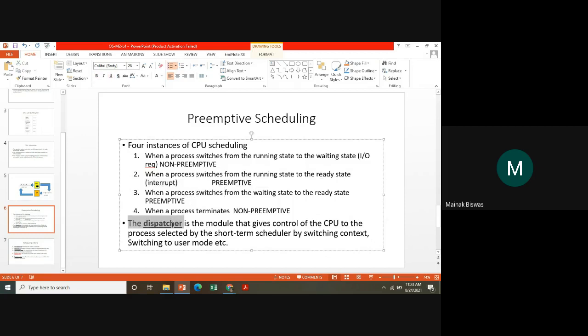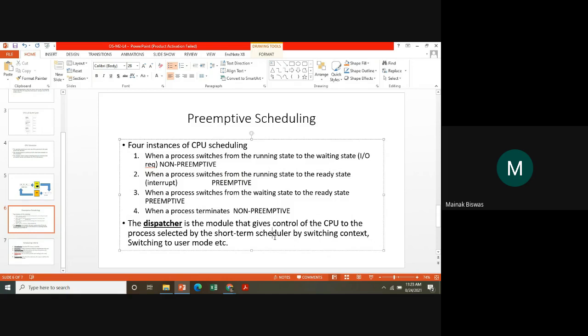So the dispatcher is the module that gives control of the CPU to the process selected by the short-term scheduler. Now, how does the dispatcher work?